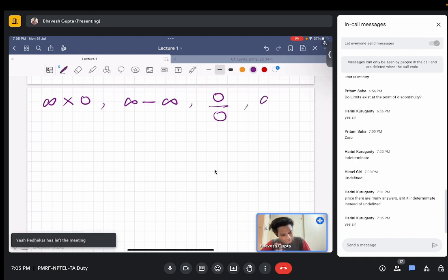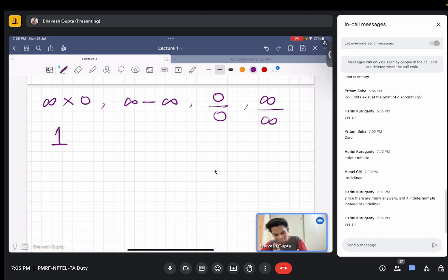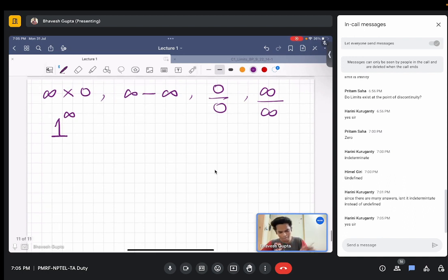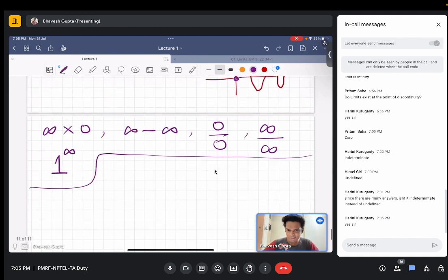Again, we have this situation in infinity over infinity. You can't say. We have another situation, 1 to the power infinity. It can be anything. It can be 1 or it can go to infinity. So this is also an indeterminate form. Can anyone give me another example of an indeterminate form? Maybe in the coming sessions we'll discuss this. But I hope we got the idea that there are these situations.